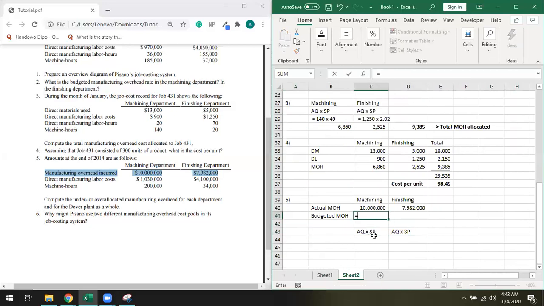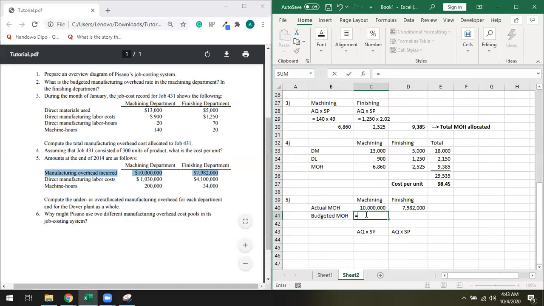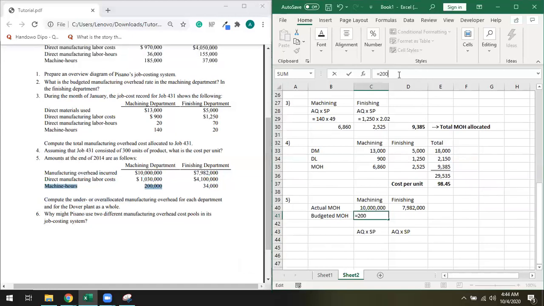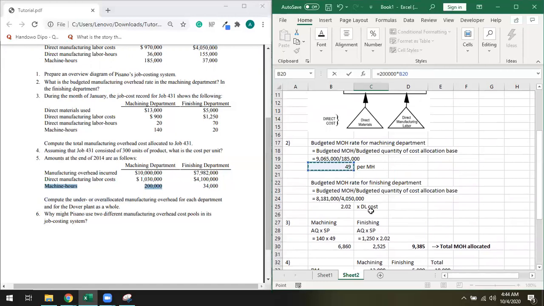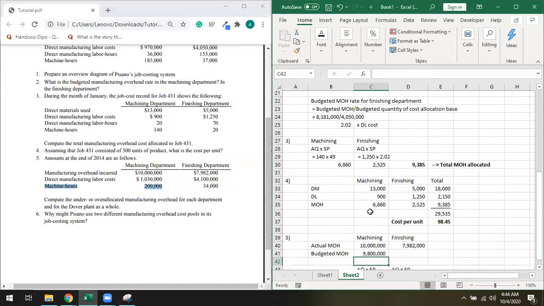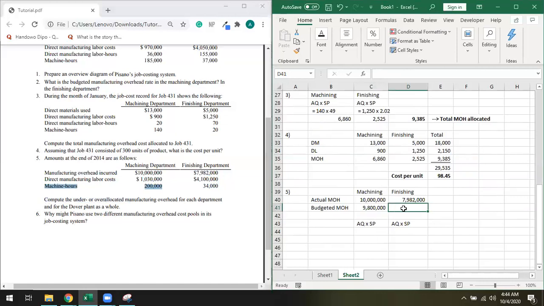So the actual quantity of the cost allocation rate or machine hours for machining department is 200,000 hours, times the standard price is the budgeted manufacturing overhead cost for machining department, which is 49. So this is the budgeted manufacturing overhead cost, which is $9,800,000.